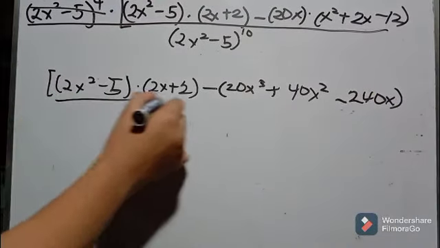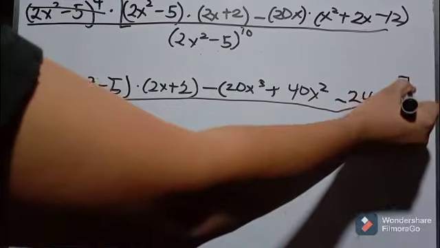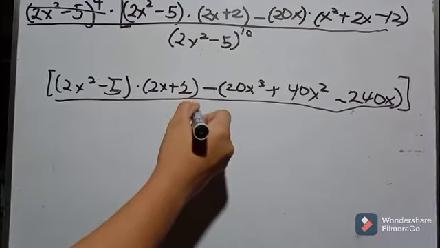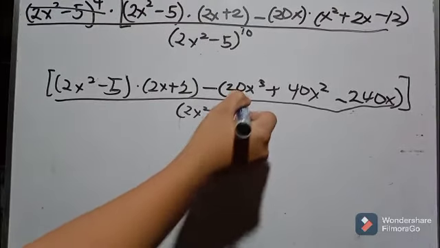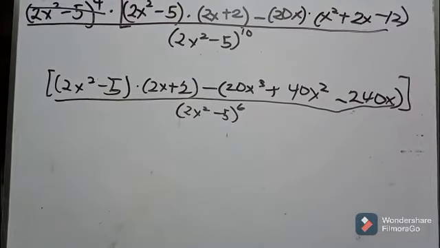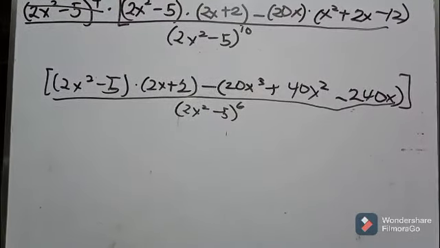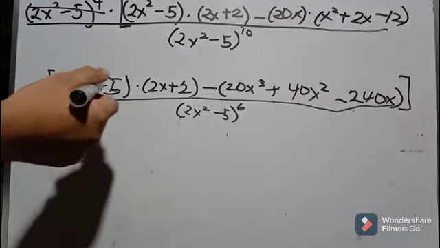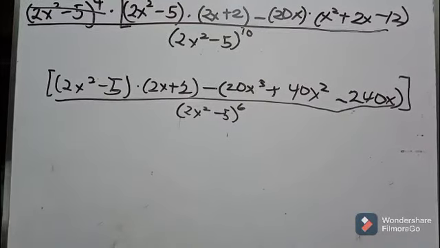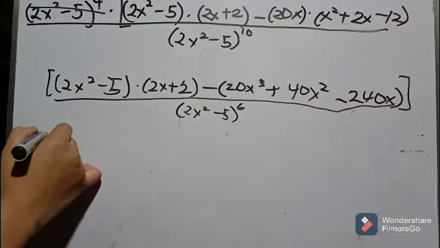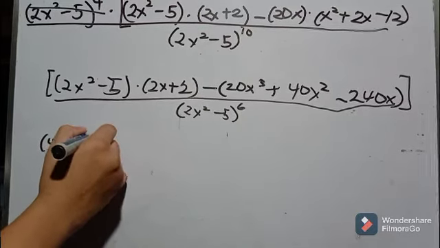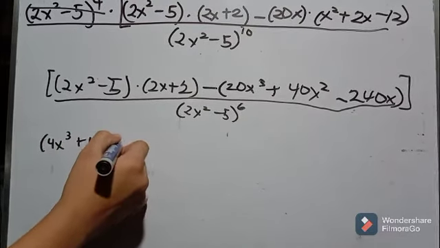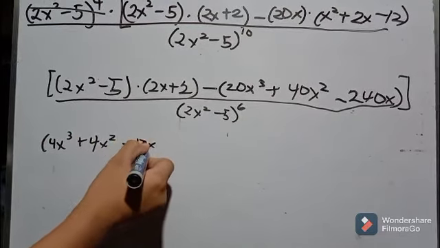over 2x squared minus 5 quantity raised to 6. So 2x squared minus 5 times 2x plus 2 is 4x cubed plus 4x squared minus 10x minus 10.